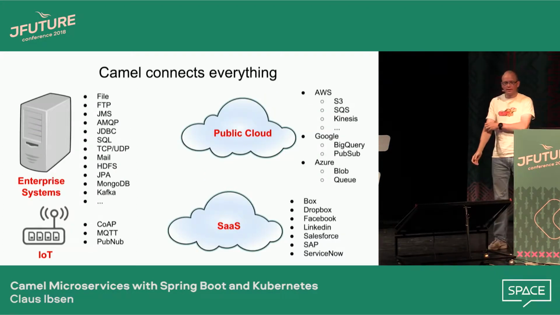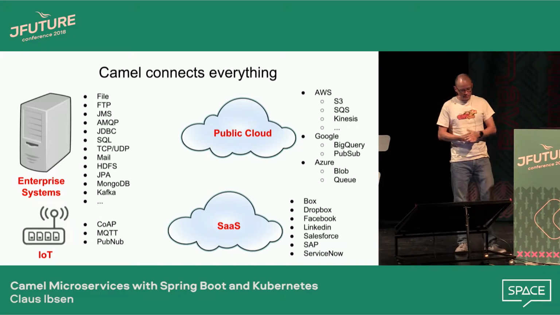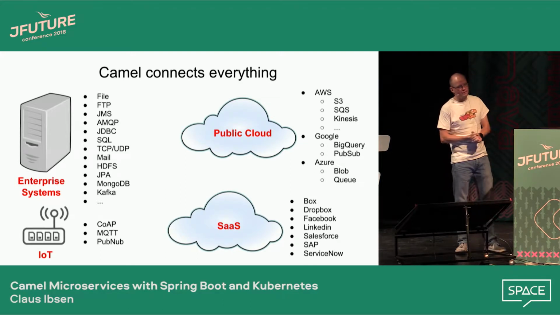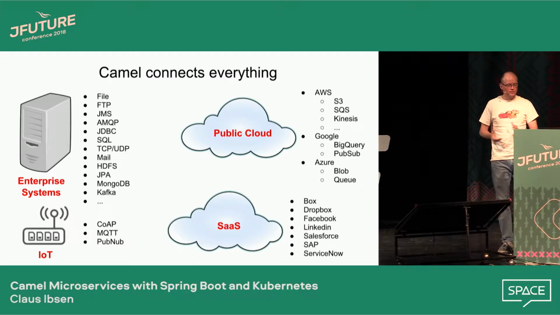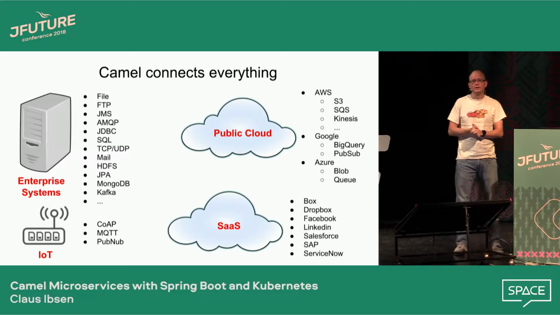Now, Camel can connect to many things. It comes in more than 200 components, as we call them. We have your traditional enterprise systems with files, databases and whatnot, socket networking, public cloud from the big vendors like Amazon and Google and Microsoft Azure, software as a service offerings from Salesforce, SAP, LinkedIn, and social media and whatnot.